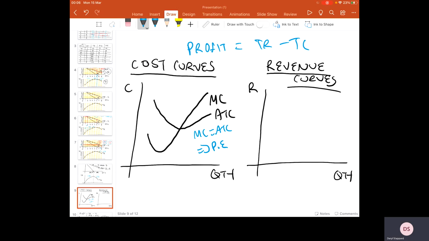MC will always cut ATC at this point, because before this point, marginal cost is below average total cost. So on that arrow there, ATC is always above marginal cost. As output expands, the marginal costs are less than the average, so it sucks the average down. But beyond productive efficiency, on that second arrow, marginal costs are now above average total costs. So raising output beyond this point will create more marginal costs than the average, so it sucks the average cost back upwards again.